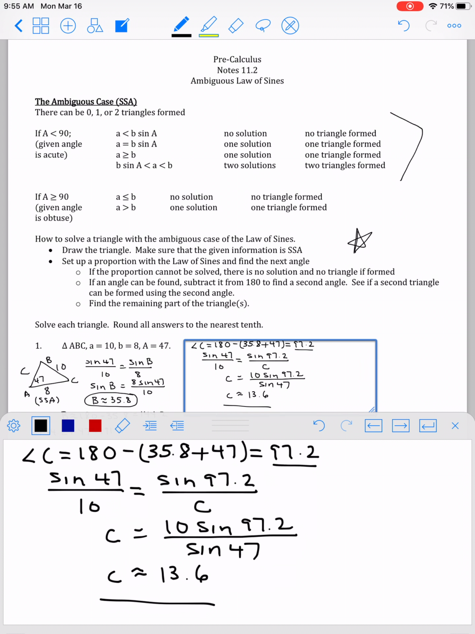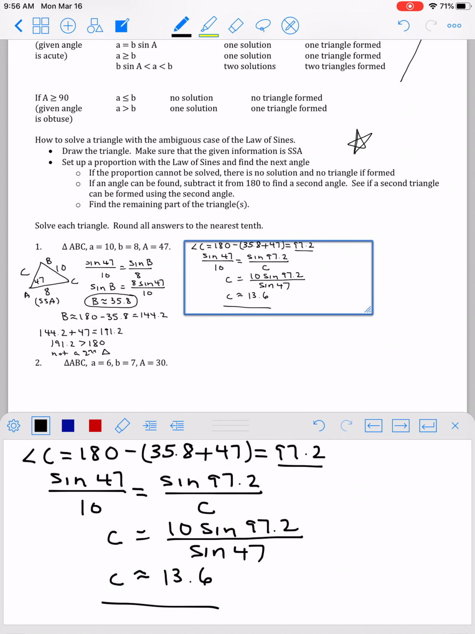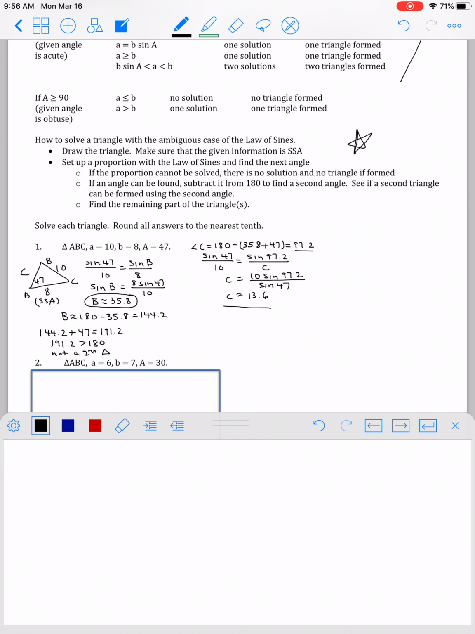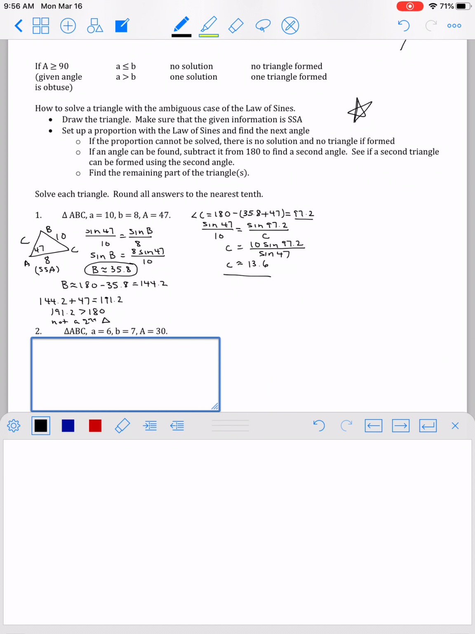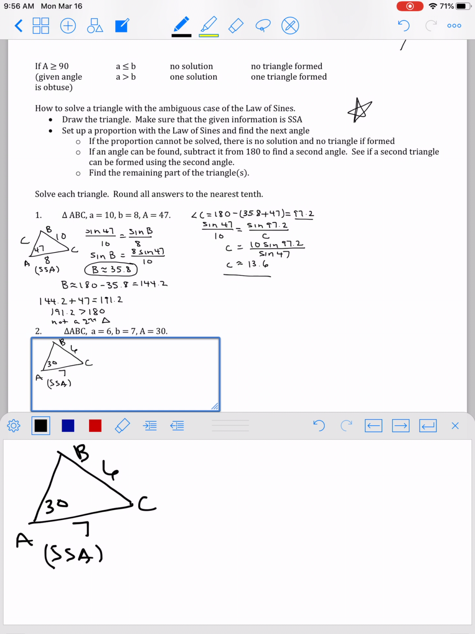So we're going to come down here, my little box. Okay, so again, same thing, draw a picture. So A, B, C. A is 6, B is 7, and the angle's 30. And this also is SSA. Okay, so now we're going to check for 0, 1, or 2.